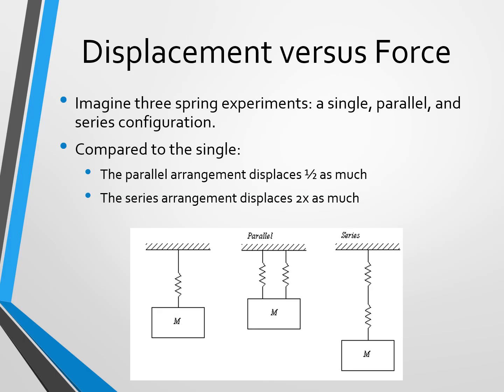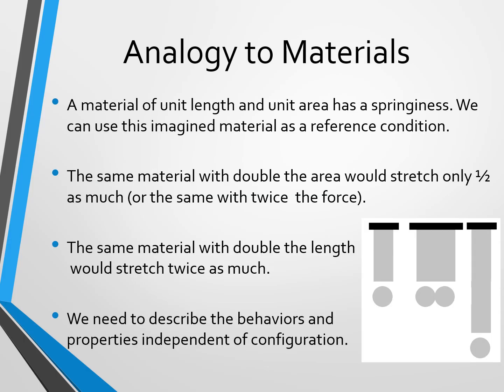If we use two springs instead of one to hold the same mass, the mass will displace half as much. However, if we put the two springs in series instead of parallel with the same mass, the mass will displace twice as much. So the springs are analogous to materials. Every material of unit length and unit area has a springiness.